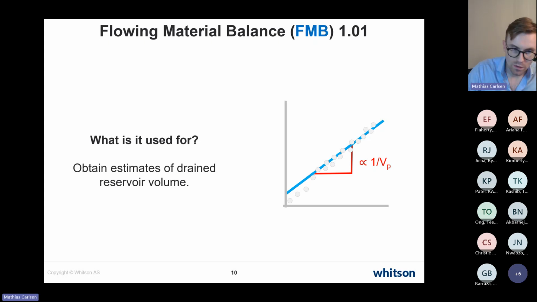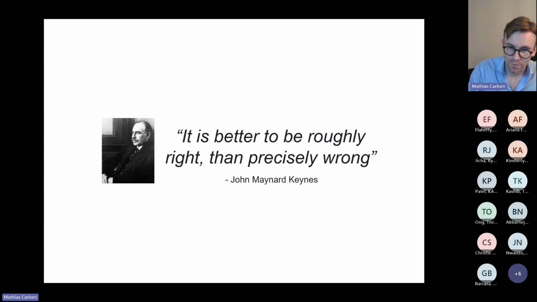What is lovely with the flow material balance, as you'll see when we do the exercises, is that they're going to be fast. That goes back to the whole essence of it, this quote right here that I love: it's better to be roughly right than precisely wrong. It only needs PVT properties, flowing bottom-hole pressures, and production data. That's it.